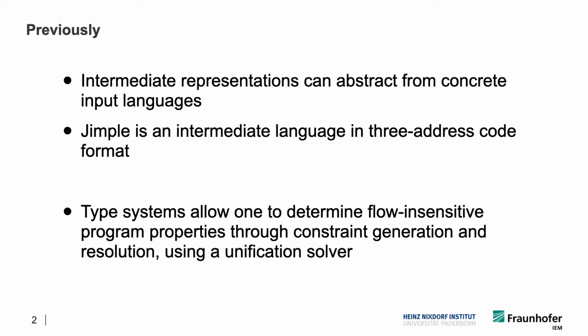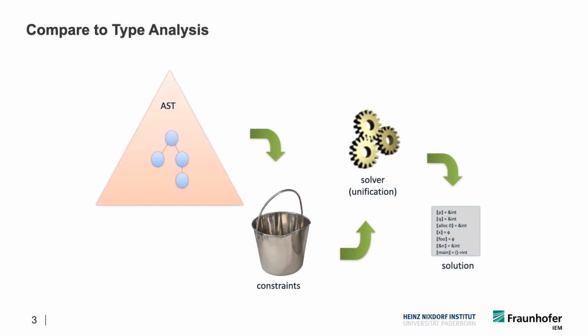Then we also talked about type systems, which allow one to determine mostly flow-insensitive program properties, like I showed you through constraint generation and resolution using a unification solver. So I showed you this picture here. The general idea is you have some abstract syntax tree, a syntactic representation of your program. Out of that, you generate some type constraints. You then put them into this unification solver, and in the end, you get a solution if the program does type check. Or if it does not, then you will also get some information about what constraints are violated.